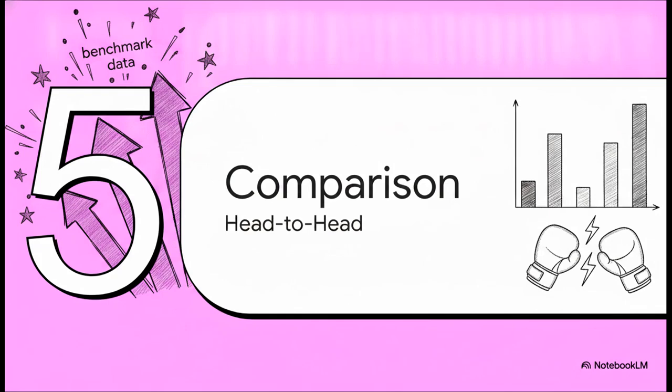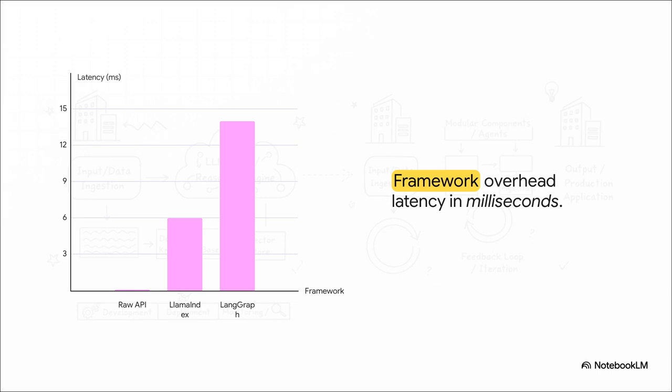Okay, time for the climax. Section 5, the head-to-head comparison. Let's start with the latency tax. As you can see, raw APIs have effectively zero framework overhead. LlamaIndex sits around a very manageable 6 milliseconds, and LangGraph is up there at 14 milliseconds.